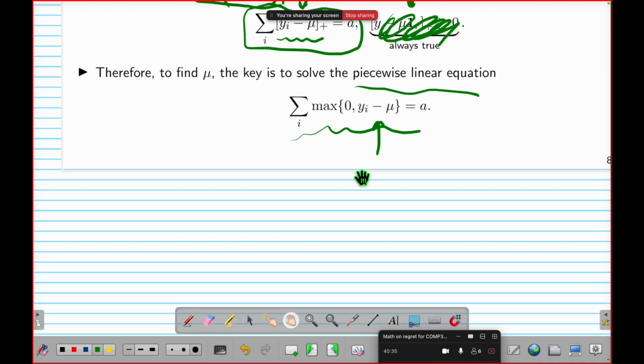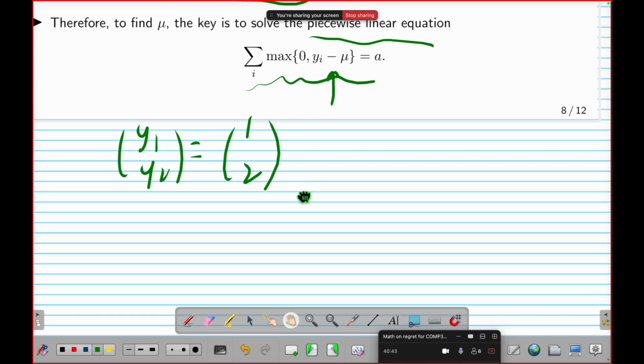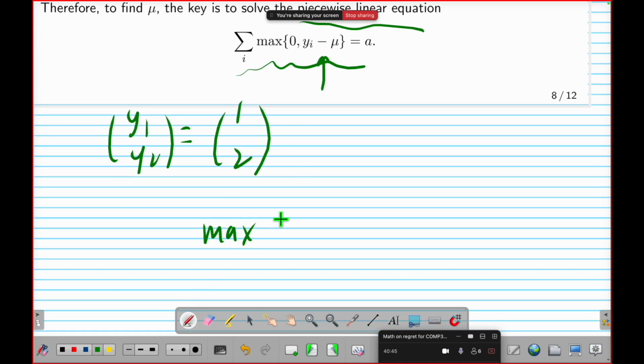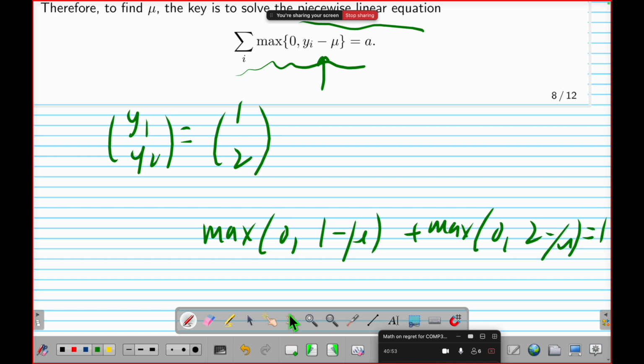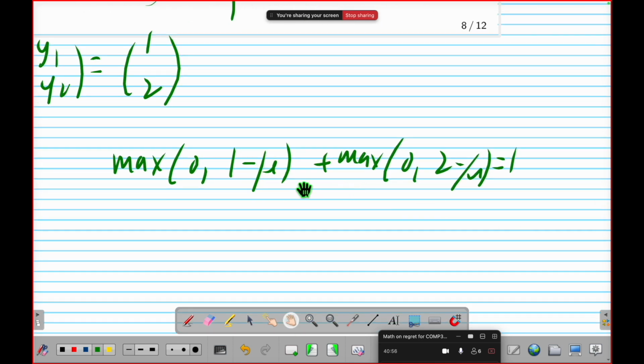So what the heck is this? Let's think about a two-dimensional example. Suppose I have y1, y2 equal to, let's say, 1, 2, okay? And then, what the heck is this? This basically is saying max(0, 1 minus mu) plus max(0, 2 minus mu) equals, let's say, h1. That means I have to solve this nonlinear equation.